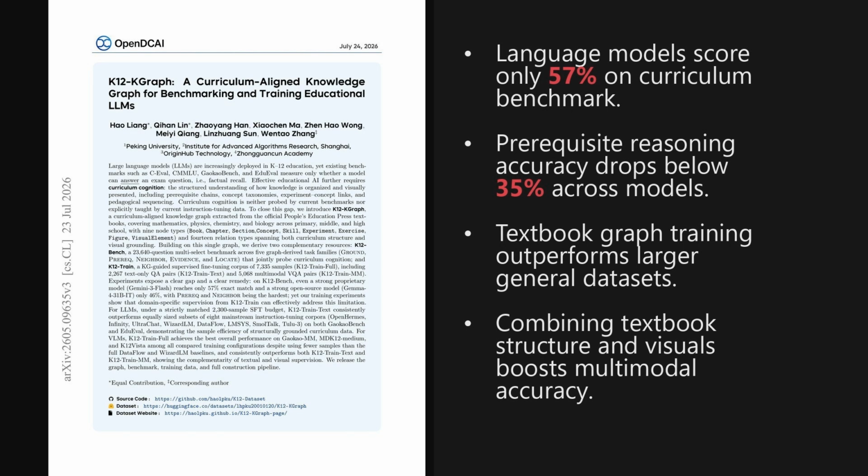Wrapping up, 2 takeaways stand out. Current models lack structured curriculum cognition, but grounding post-training in textbook knowledge graphs offers a highly sample-efficient solution. Combining textual dependencies with visual grounding significantly boosts overall model performance. That wraps up this look at educational knowledge graphs.